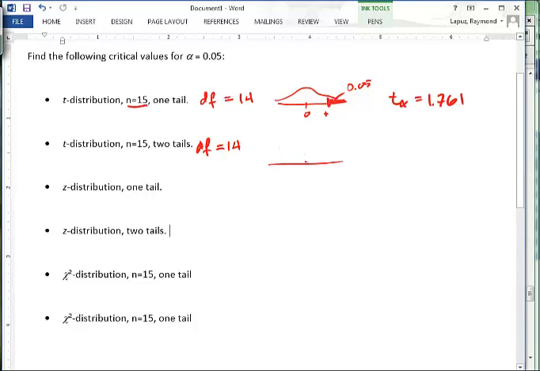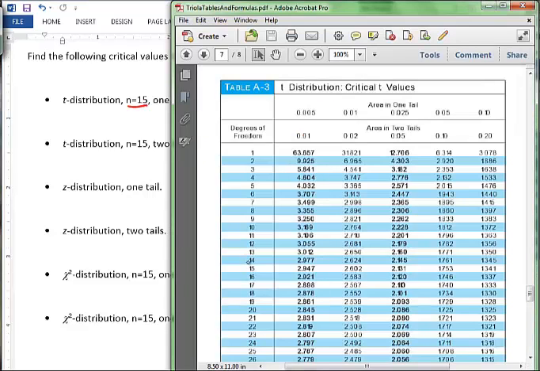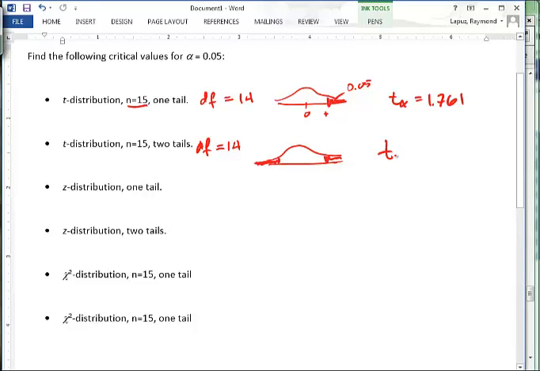and again we could draw the picture, but this time it's two tails, so we'll have both the positive and negative values involved. And so we look at our t-distribution table again, same 14, but this time alpha and two tails, we're looking at the very middle here, so that is going to be 2.145. And that's your critical value for that.